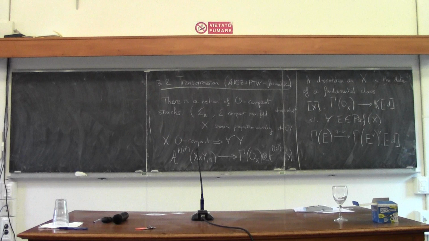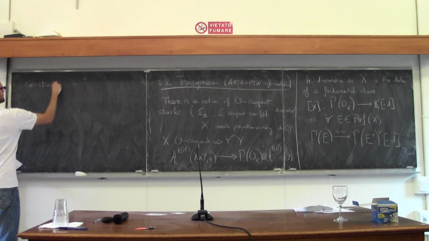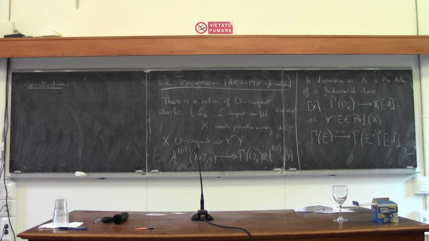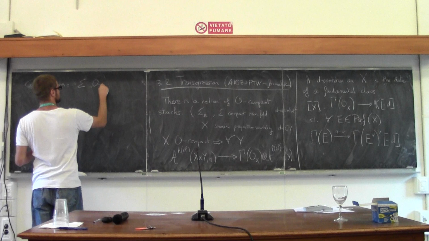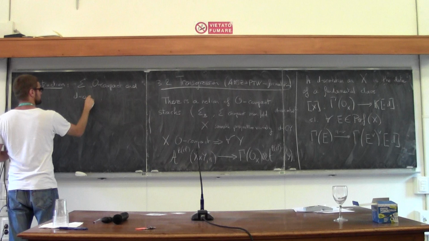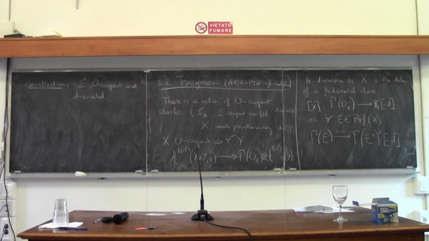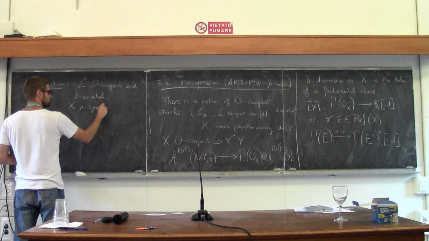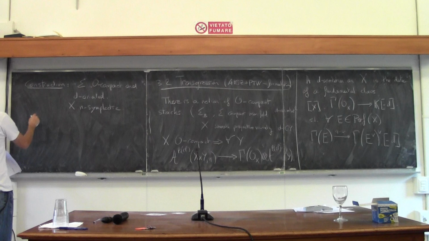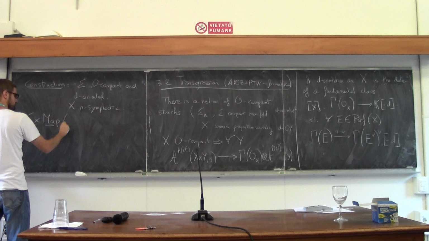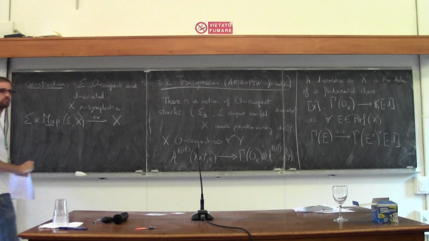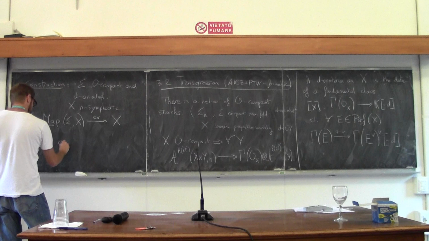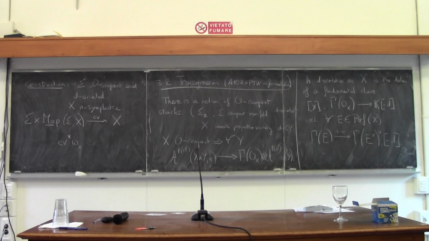So let me just give you then the construction I want to make using these gadgets. So let's take sigma being all compact and d-oriented, and let's just take X to be n-symplectic. Then we have an evaluation map from sigma cross the mapping space from sigma to X, and let me call this f. So that's the evaluation map. Now I can pull back my symplectic form on X via the evaluation map, and I can just integrate along the fundamental class of sigma.